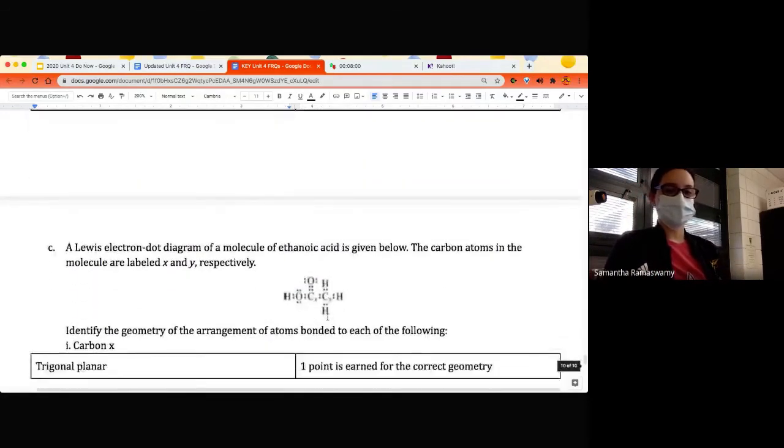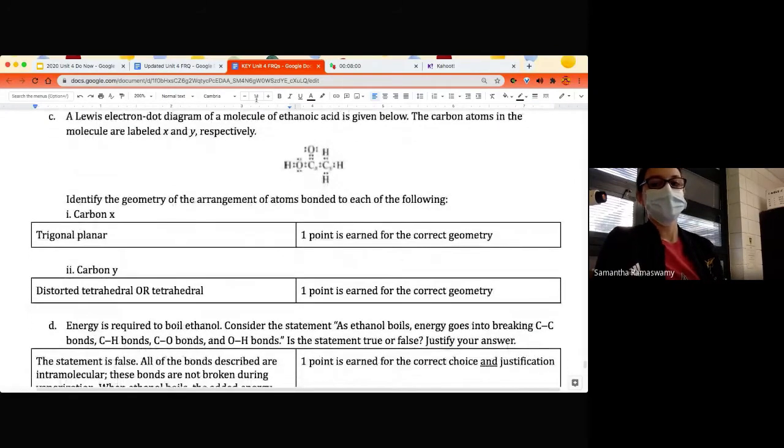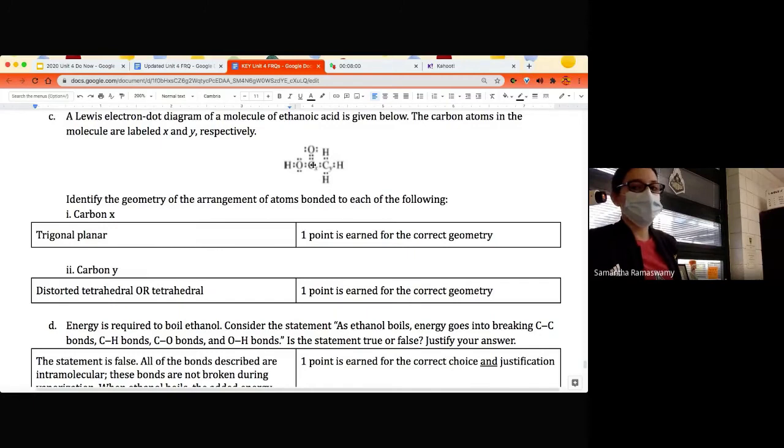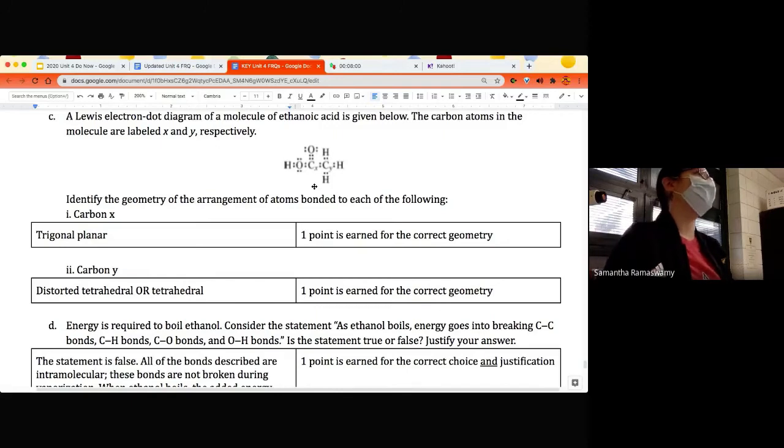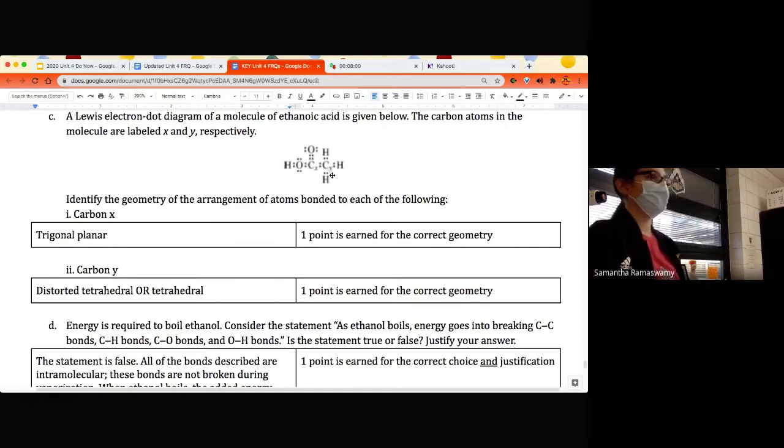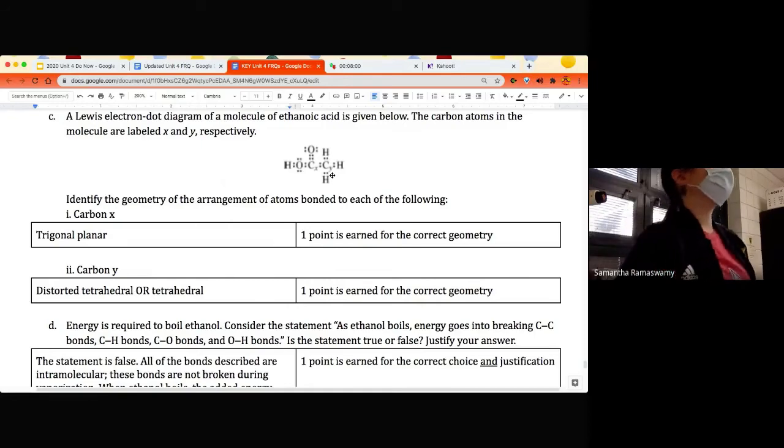Part C, a Lewis structure was given for ethanoic acid. 2 of the carbons were labeled CX and CY. Wants us to identify the geometry of the arrangement of atoms. So that one's the molecular geometry. Part 1 of carbon X. So carbon X has 3 atoms bonded, 0 lone pairs. So carbon X is trigonal planar. Carbon Y, 4 atoms bonded, 0 lone pairs. That's tetrahedral. So carbon X was trigonal planar. Carbon Y was tetrahedral. The geometry of the arrangement of atoms, again, is the molecular geometry.